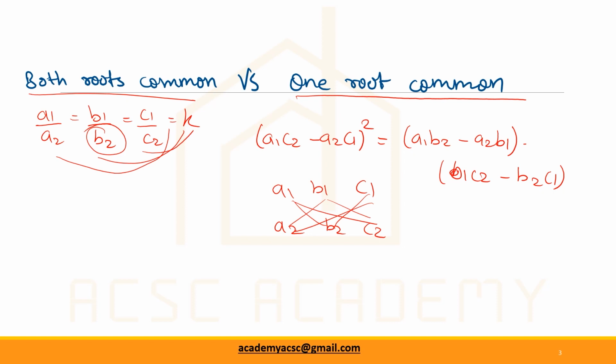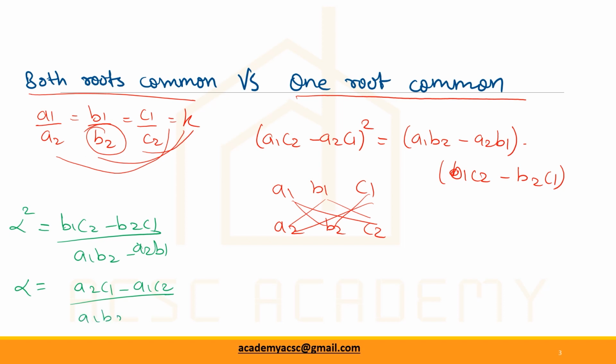But as you might be remembering, during the derivation at one step we had encountered something like this: we substituted alpha as the common root in both of the quadratics q1 and q2 and we had got alpha squared equal to b1c2 minus b2c1 upon a1b2 minus a2b1. Similarly, we had got alpha equal to a2c1 minus a1c2 upon a1b2 minus a2b1. And now using these only we had eliminated alpha and then we had reached this particular condition.